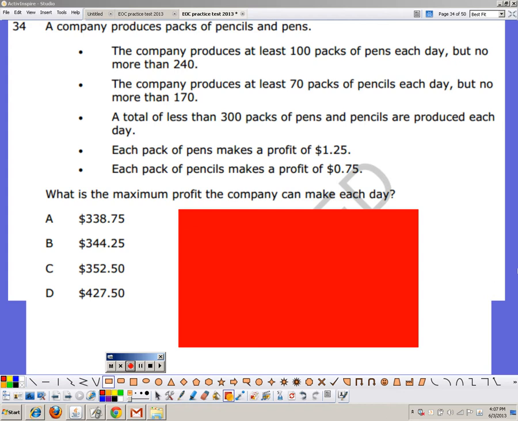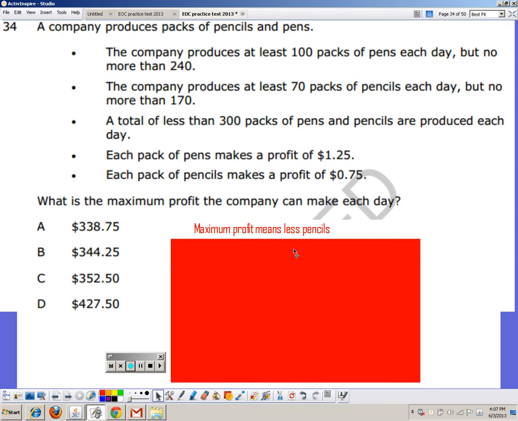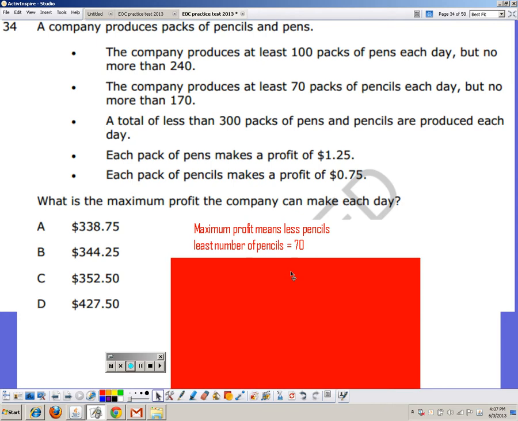In 34, we want to maximize the profit. Well, we compare pens and pencils. Pens make a profit of $1.25. Pencils make a profit of 75 cents. So to maximize profit, that means we want to produce the fewest packs of pencils possible. Our question tells us we have to make at least 70 packs of pencils. So that means we could just make 70 packs. That's the least number we can make.